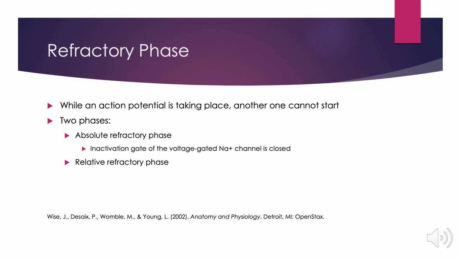Now, there's 2 phases of the refractory phase. There's the absolute refractory phase, in which the inactivation gate of the voltage-gated sodium channel is closed. So right as the inactivation gate closes, that's the absolute refractory phase. The relative refractory phase begins when the potassium gate closes. So the cell is already pretty much back at its homeostatic state. However, there's still some potassium leaking out. So once the potassium gate closes, then the cell can begin a new action potential when the signal is received.